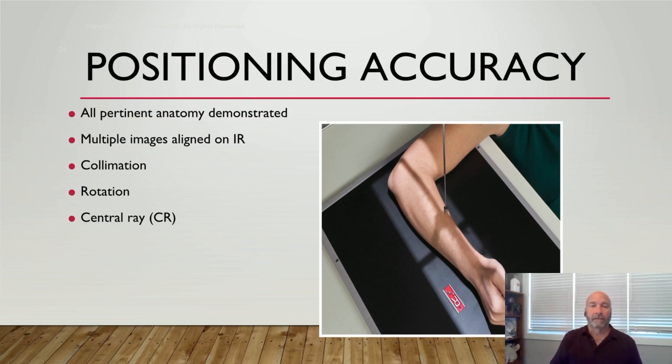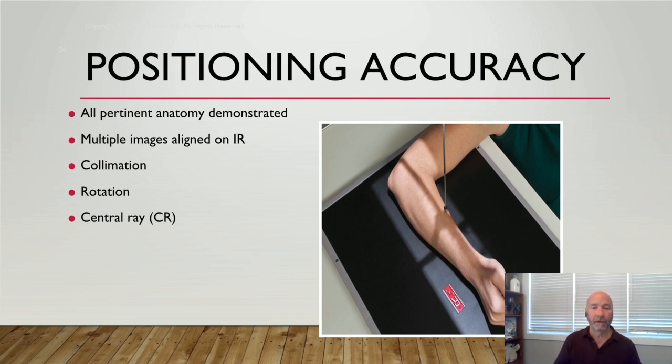So we also need to take a look at positioning accuracy. Is all the pertinent anatomy demonstrated? Like this is a forearm. We've really got too much demonstrated. We don't need to see the entire hand on a forearm. But did we collimate off the posterior portion of the elbow? We need to see the posterior portion of the elbow down to the proximal portion of the hand. So multiple images on an image receptor is really not a thing anymore with digital image capture. So just kind of scratch that.